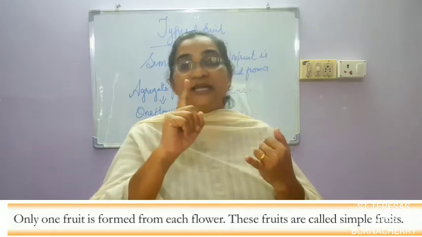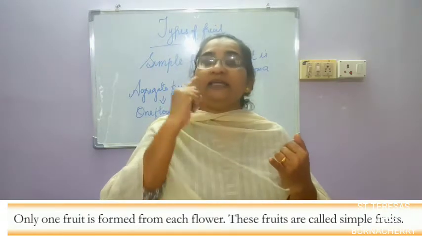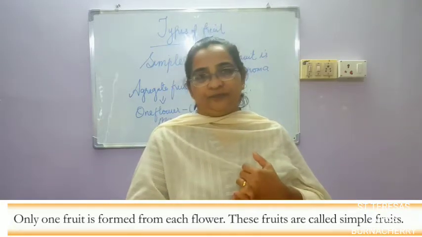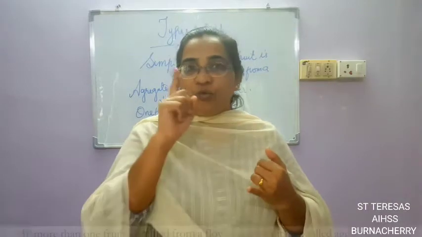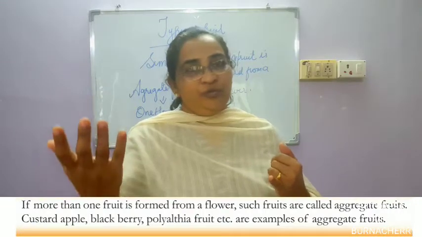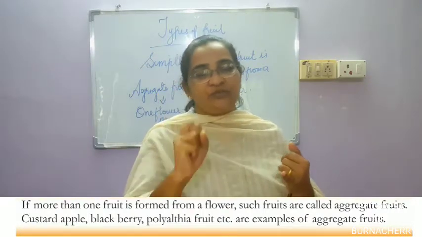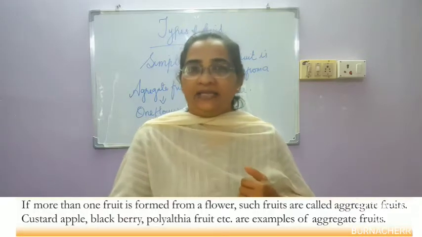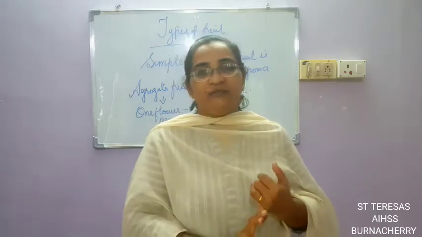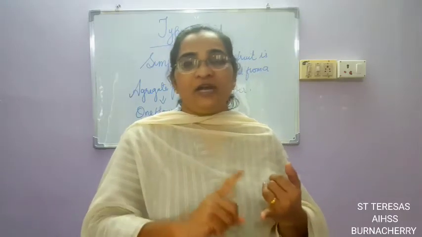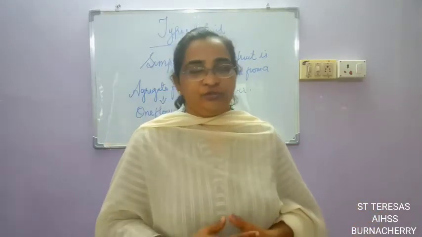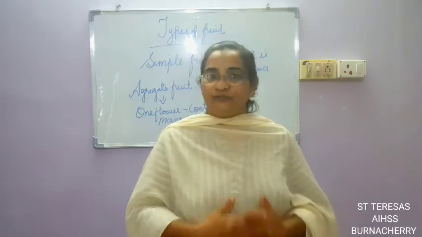One flower has got one ovary and it turns into one fruit. That is called a simple fruit. Clear? An aggregate fruit is when one flower has got many ovaries and it turns into many fruits together. It holds together. That is called an aggregate fruit. So a simple fruit is one flower has got one ovary. An aggregate fruit is one flower contains many ovaries, and all those ovaries turn into fruit. That is called an aggregate fruit.